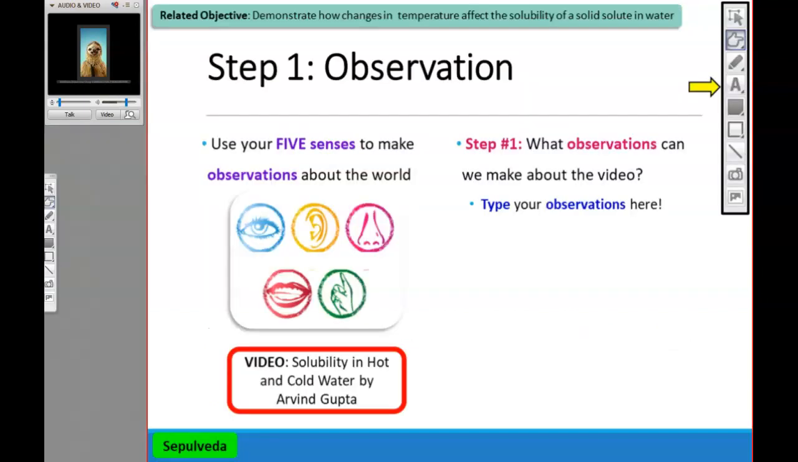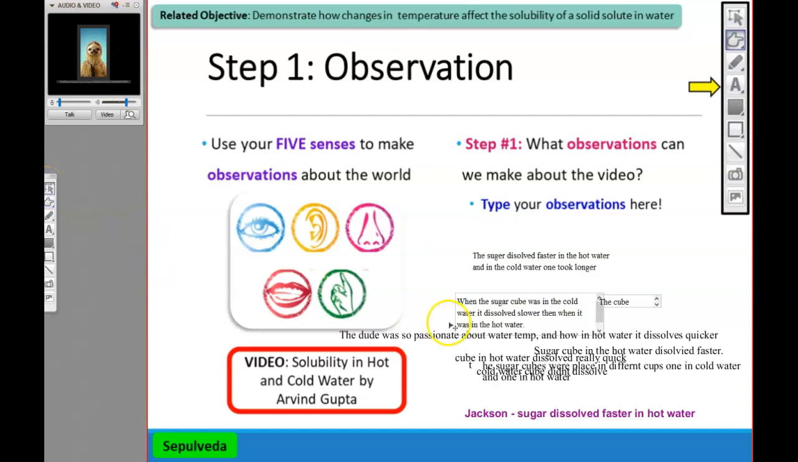All right, so let's go ahead and I'm going to give you your whiteboard tools. I want you to use your typing tool. Remember, your typing tool is this one, the one with the A or the A with the lines, and I want you to use this section here. What did you observe? What happened? What happened in the video? Good. I'm going to go ahead and shut off our whiteboard tools.